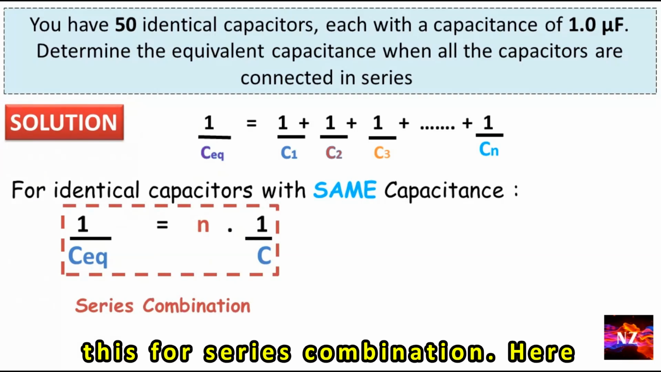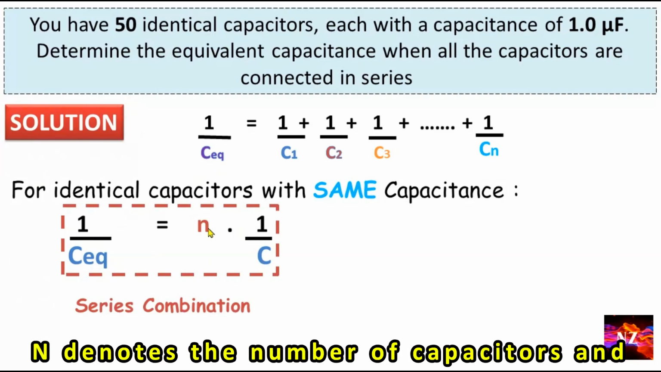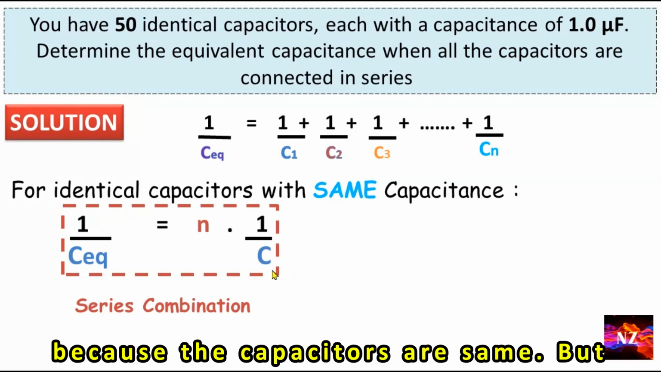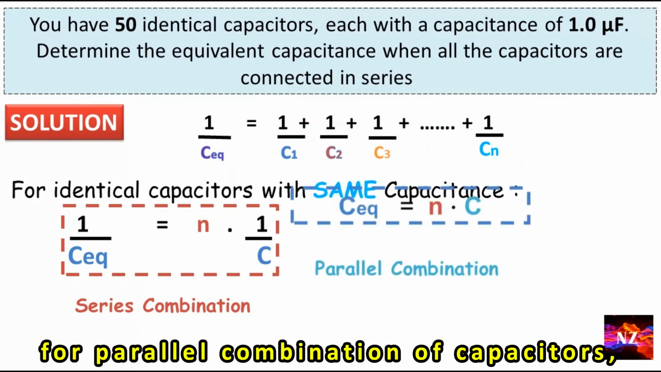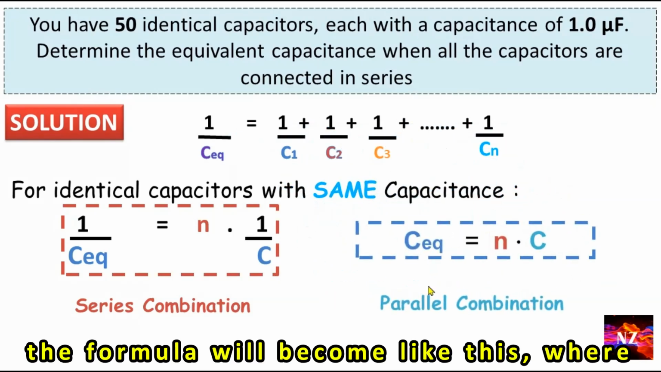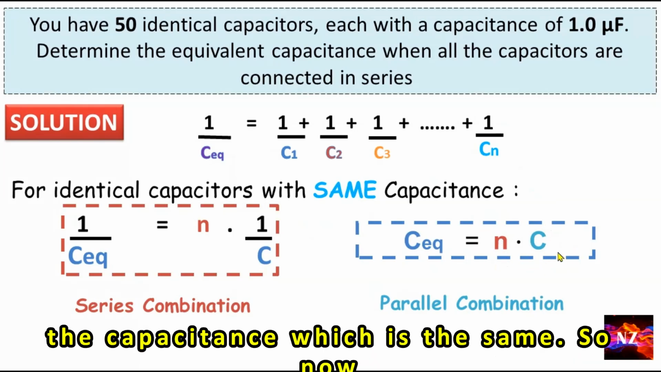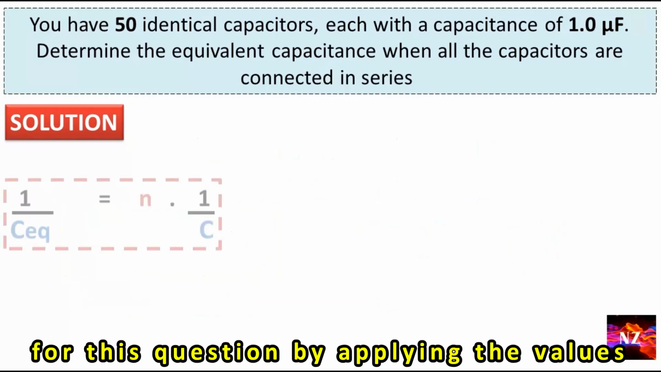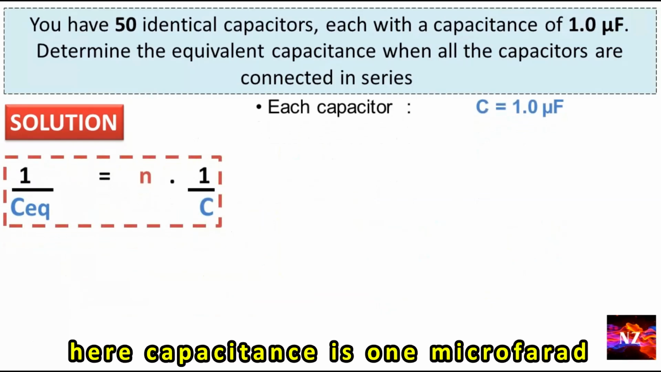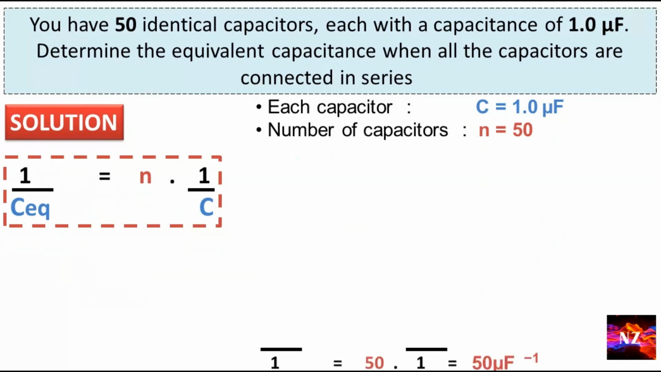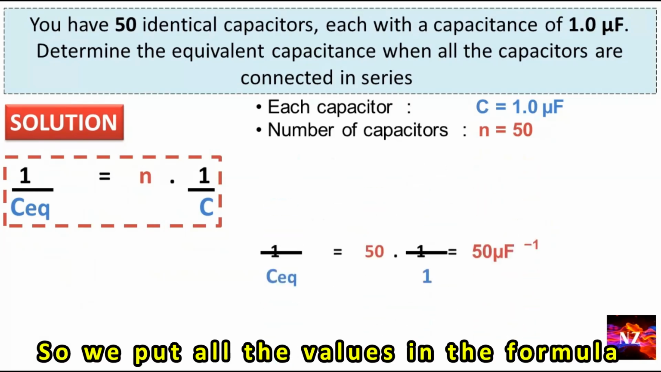Here N denotes the number of capacitors and C denotes the capacitance, which is same because the capacitors are same. But for parallel combination of capacitors, the formula will become like this, where N is the number of capacitors and C is the capacitance, which is the same. So now for this question, by applying the values, here capacitance is 1 microfarad, whereas the number of capacitors is 50. So we put all the values in the formula and we get this answer.